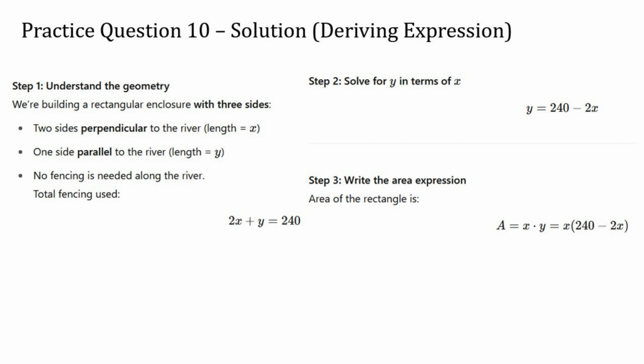In step 3, we recall that the area of a rectangle is base times height. In this case, x times y. Substituting in the expression we just found, the area becomes x times the quantity 240 minus 2x. This gives a final area function of A of x equals x times 240 minus 2x. This expression represents the area in terms of a single variable and corresponds to answer option C.